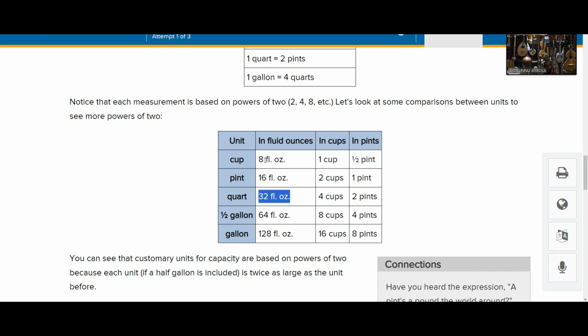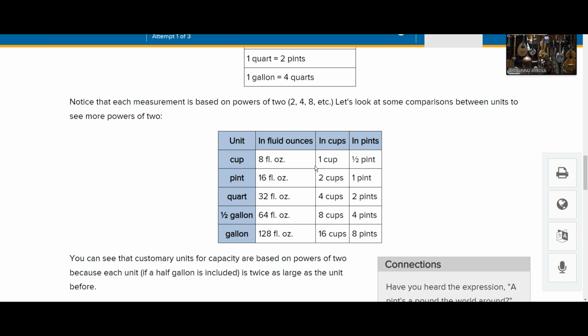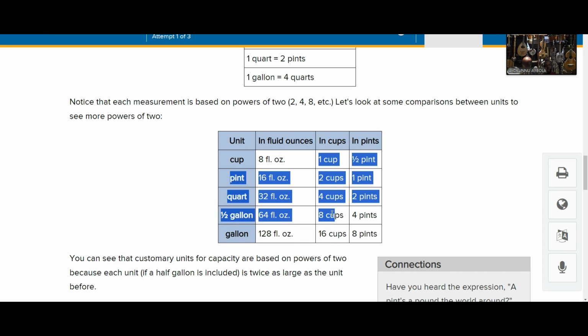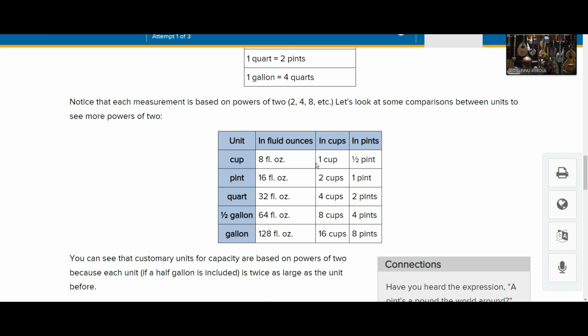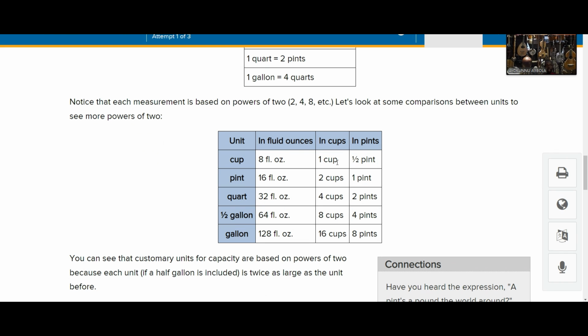So when you divide the value in ounces by 8, you get the value in cups. That means the cup unit is larger than ounces. Is that clear? Okay. So if you multiply cups by 8, you get the fluid ounces. And if you divide cups by 2, you get the pints.